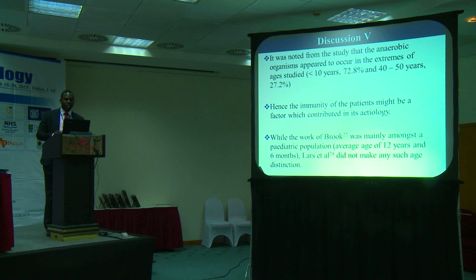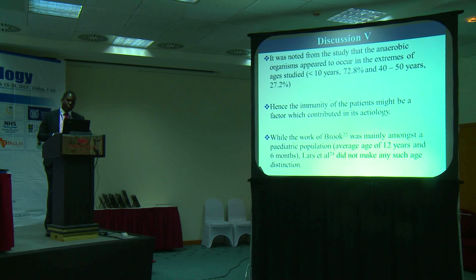Also, the study noted that the anaerobic organisms appear to occur more in the extremes of ages, and hence the immunity of the patients might be a factor in its etiology. Of course, you may ask me that 40 to 50 years is not strictly extreme of ages, but in my own country, the life expectancy is really low. It could be as low as 55 years. So it's not the extreme of ages in the real definition of things, but in a country whose life expectancy is not fantastic, then that becomes significant.